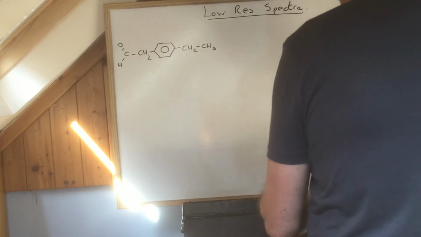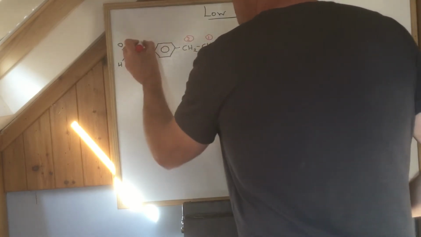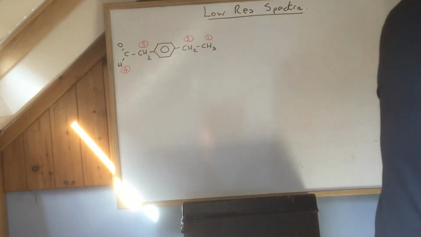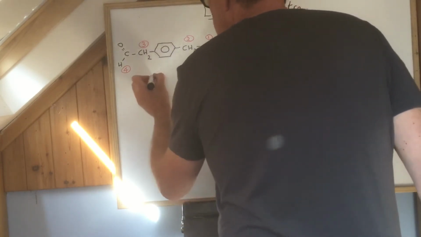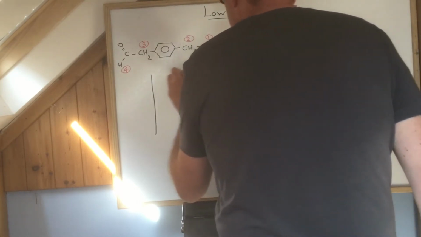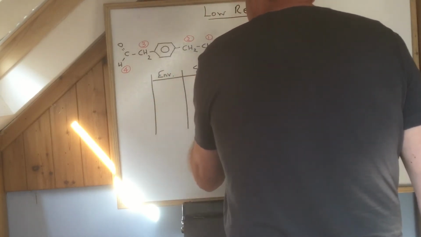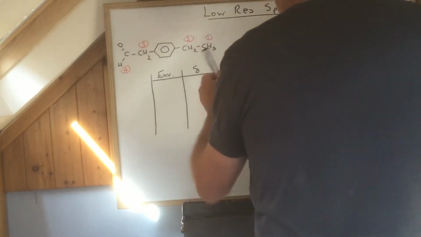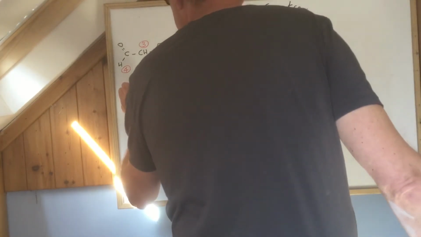So I'll get my red straight away. How many different environments on that? Environment 1, environment 2, environment 3. Environment 4. No problem. Okay, our table. There you go. Env, shift, int. Right. Let's take these nice and easy. Start over here. Number 1. Do them in this sequence.